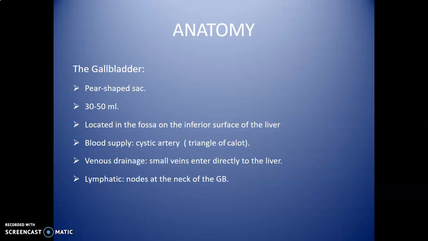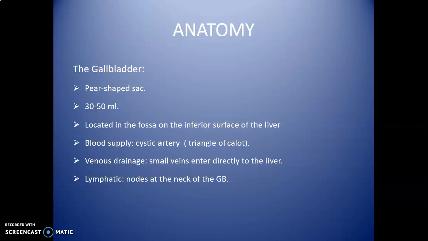The gallbladder is a pear-shaped sac and has a volume of 30 to 50 mL. The gallbladder is located on the inferior surface of the liver, so it grows on the visceral surface of the liver. Its main blood supply is by the cystic artery, and the cystic artery is a branch of the right hepatic artery. Mainly the artery is located in the triangle of Calot, which we will discuss.